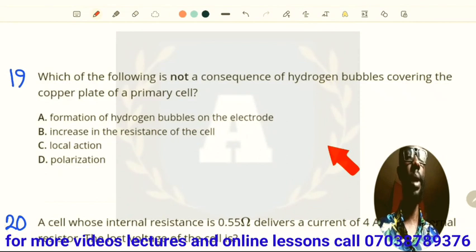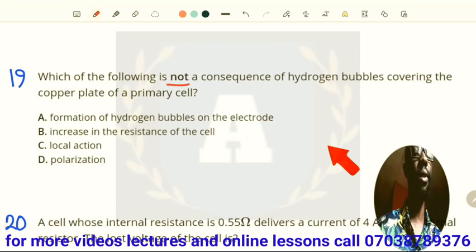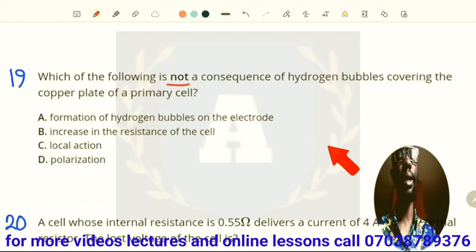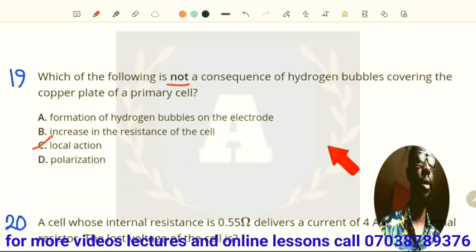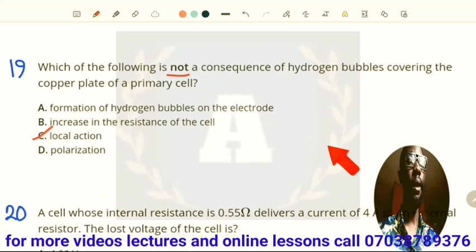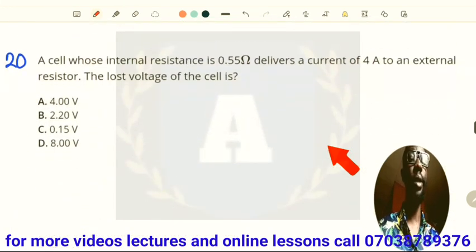Now the next question says, which of the following is not a consequence of hydrogen bubble covering the copper plate of a primary cell? The formation of hydrogen bubbles on the electrode increases the internal resistance of the cell. Then polarization. Local action itself is not. The correct answer there is the local action in a primary cell, precisely.